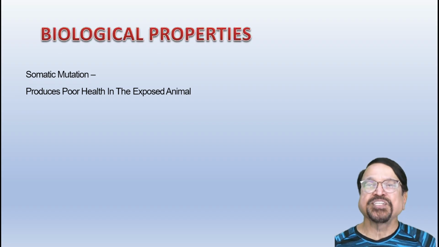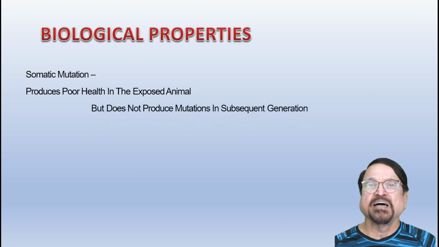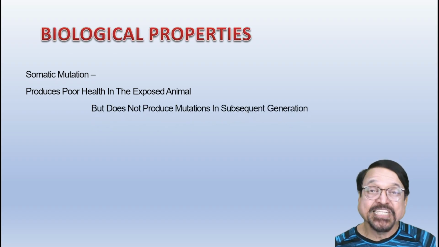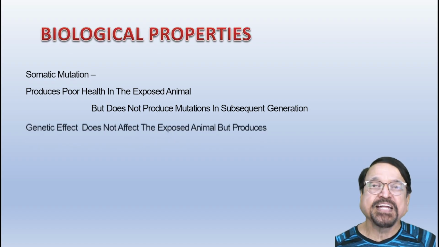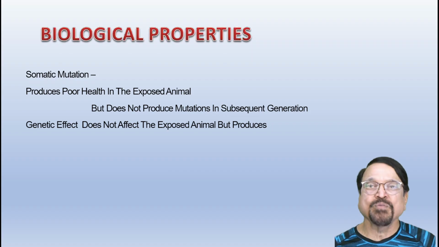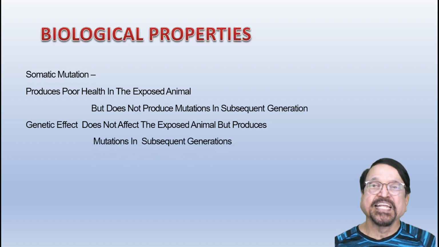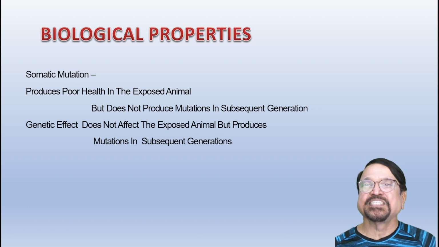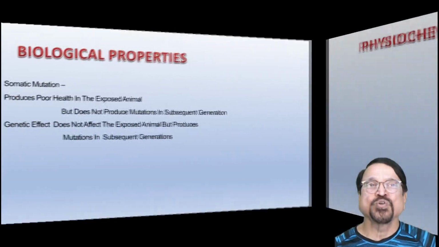The somatic mutation: the exposed animal will have poor health, but it will not produce mutation in the subsequent generations. So the effect will be restricted only to him and not for propagation. His next generation will not have it. The genetic effect does not affect the exposed animal but produces mutation in the subsequent generation. So you got the two, somatic mutation and genetic effects. These two you should know.